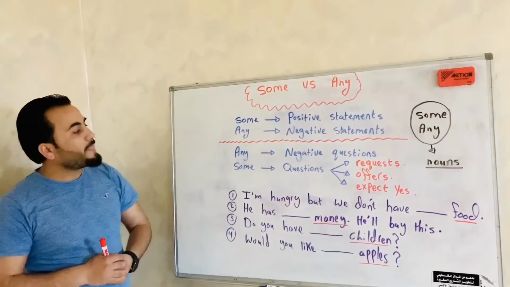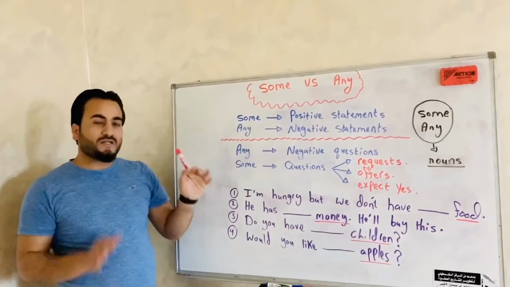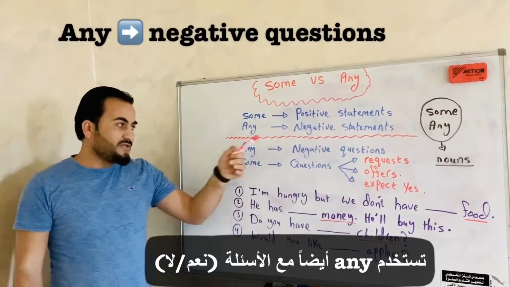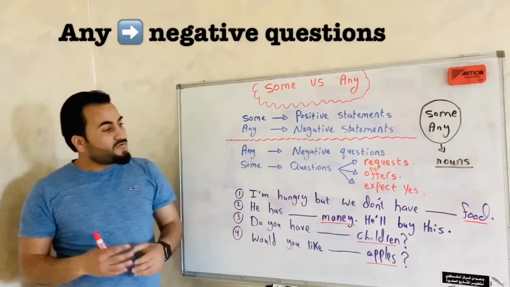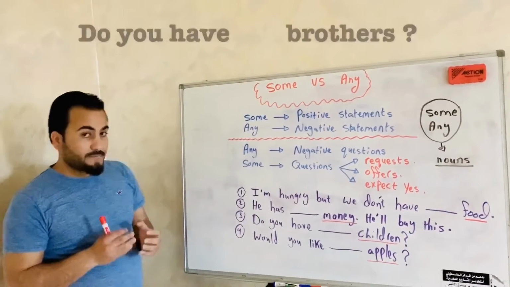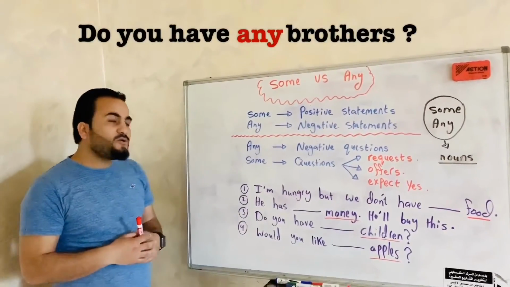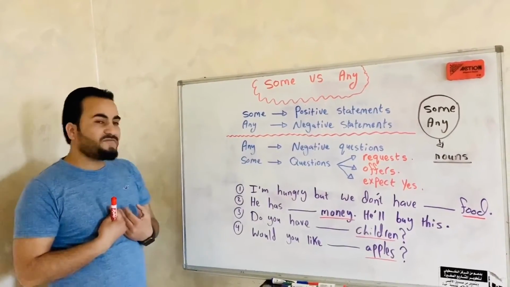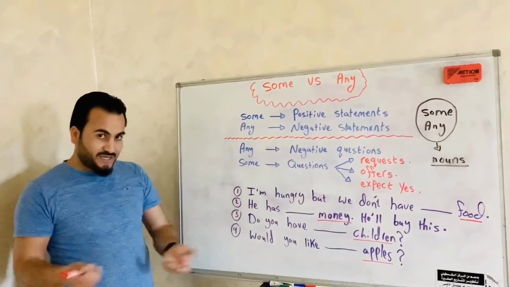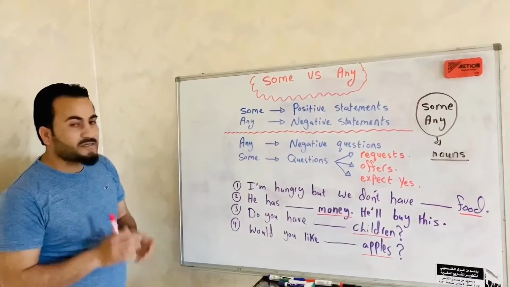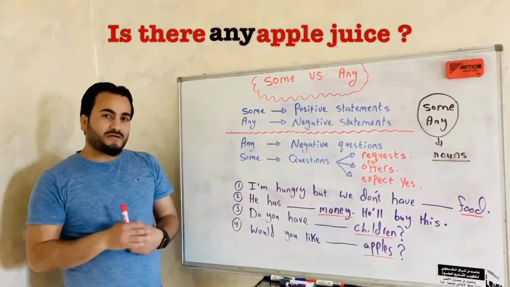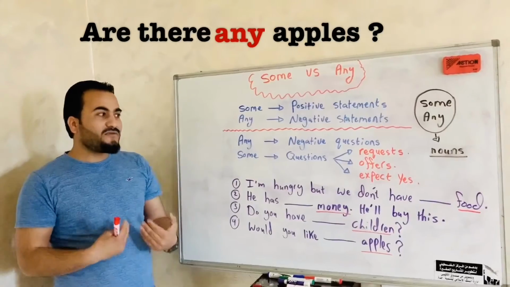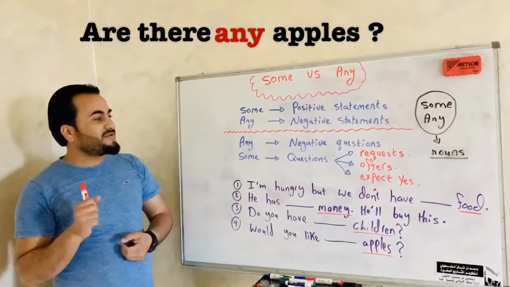Okay, very nice. We usually use any with negative questions. For example, I'm asking now, do you have any brothers? Yes, I do. Very nice. So I don't know if you have any brothers or not. Another example, is there any apple juice? Or are there any apples? Very nice.